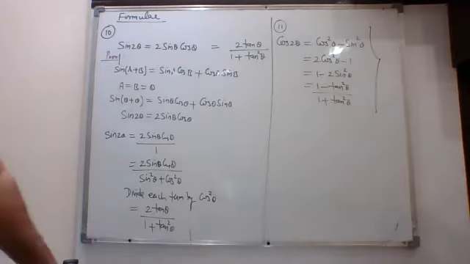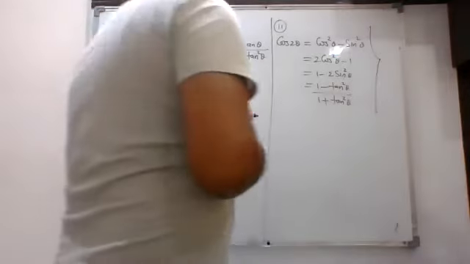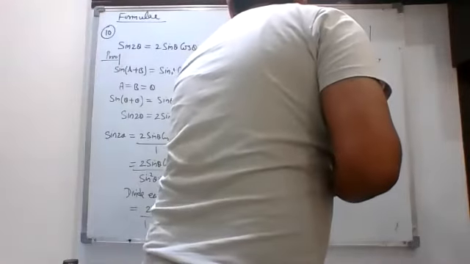Now, for this cos 2θ, the first one is cos² θ minus sin² θ. Second is 2 cos² θ minus 1. Then 1 minus 2 sin² θ. And one more is 1 minus tan² θ upon 1 plus tan² θ. Now, how to get this? So, let us start the proof of this one.